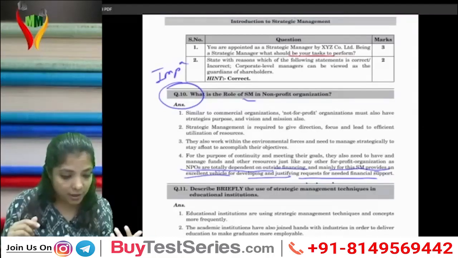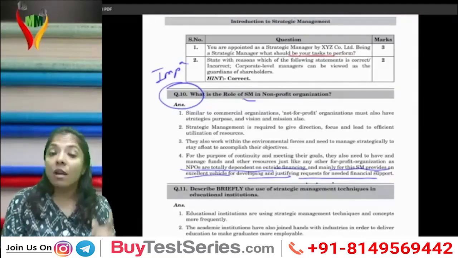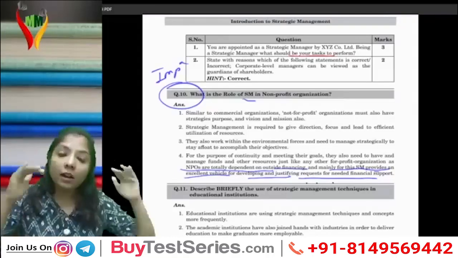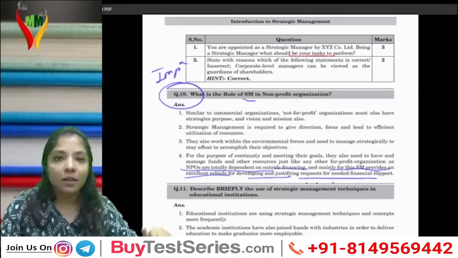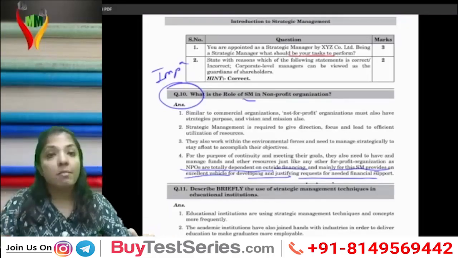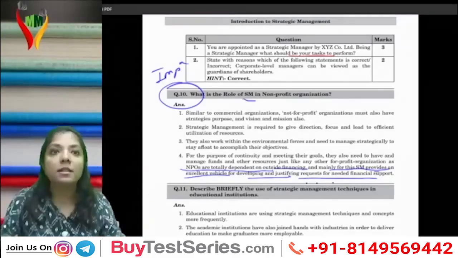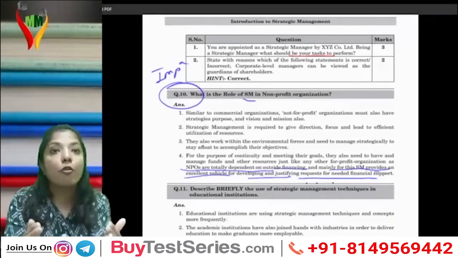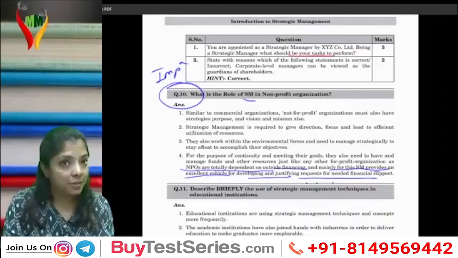Yes, of course, yes. They need it. Why? There are two basic reasons. I agree that they are NPOs. They are here not to make profit, but still they also work in this environment and they also need to survive in this environment. They need to be focused. So for that they need strategic management.